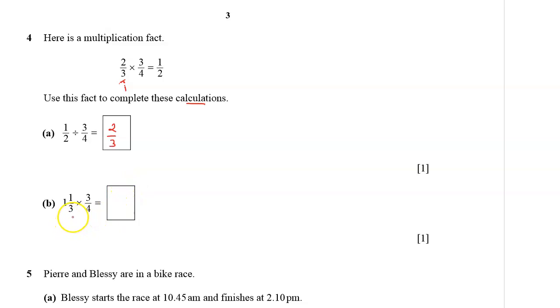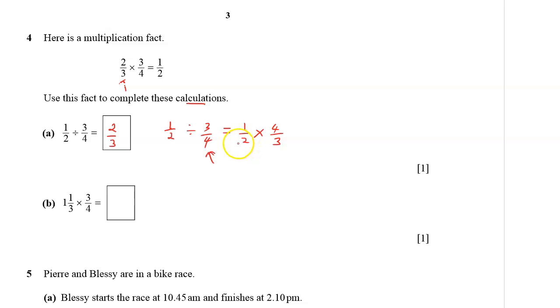1 1/3 times 3/4. And by the way, we can still prove this one. We can write it down: half divided by 3/4. Of course, when you are dividing, you can bring in multiplication. When you bring in multiplication, the second fraction is flipped, so you'll have 4/3.